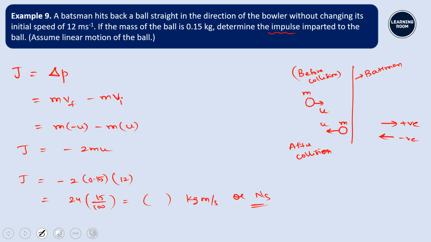Eight point six. Minus is okay. So minus 8.6. So magnitude wise, you can make it as 8.6 kilogram meter per second.